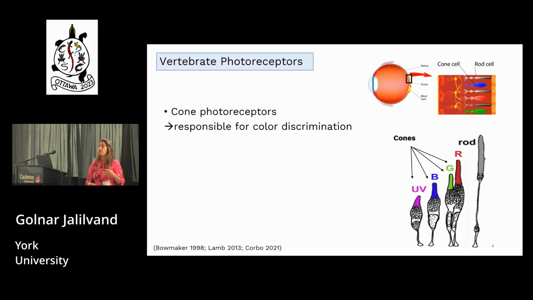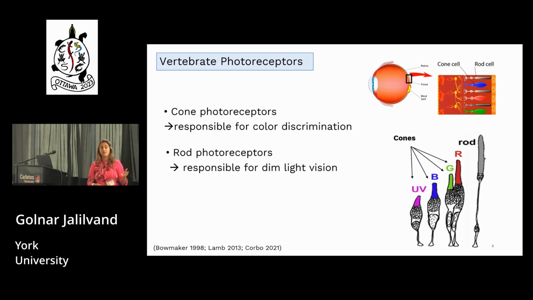There are two main types of photoreceptor cells in the retina, cones and rods. Cone photoreceptors are responsible for color discrimination, while rods are responsible for dim light vision. You can see cones have more diverse structure than rods. And typical vertebrate retinas are duplex, meaning they have both rods and cones.